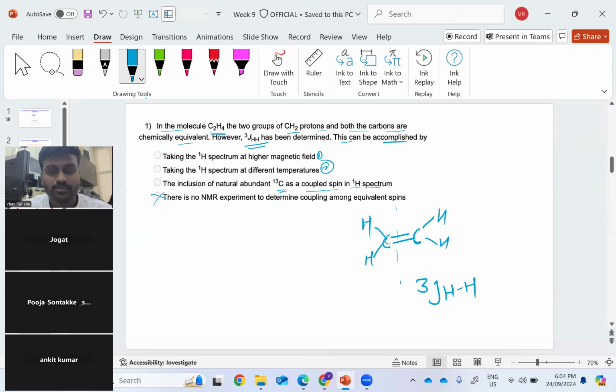To get this J13CH coupling, we have to include natural abundance 13C as a coupled spin in the 1H spectrum. Then we can get this coupling by using the NMR spectrum. So option C is the correct option, that is, inclusion of the abundant 13C as a coupled spin to get the J13CH coupling in this molecule.